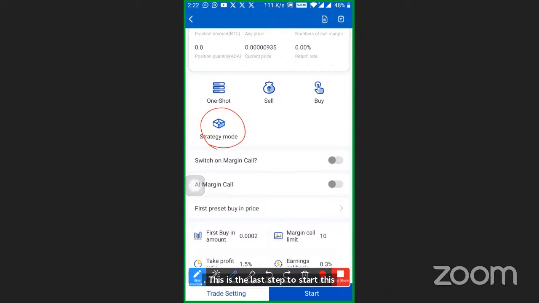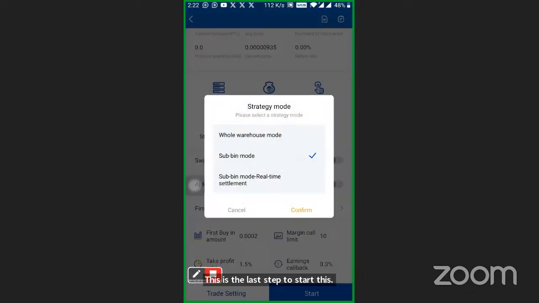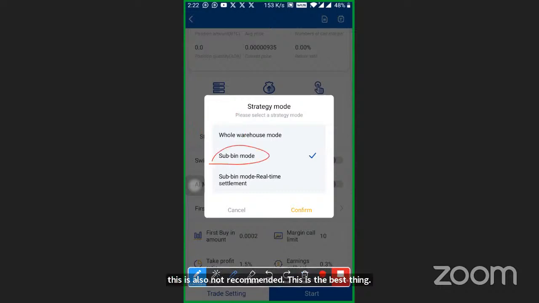Why? Because when you click on this button, it will show like this. It will show the whole warehouse mode. What you need to do is change it to the middle one, that is sub-bin mode, not sub-bin real time. This is not recommended, and this is also not recommended. This is the best strategy you can use to trade on the BTC market. This is only recommended for the BTC market.